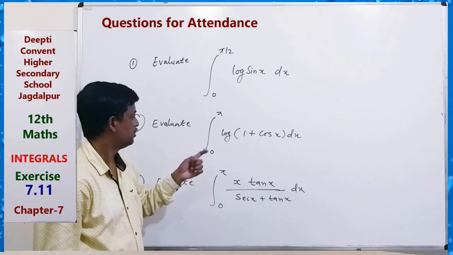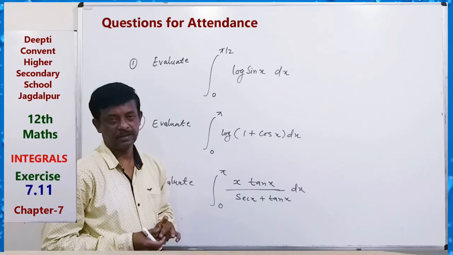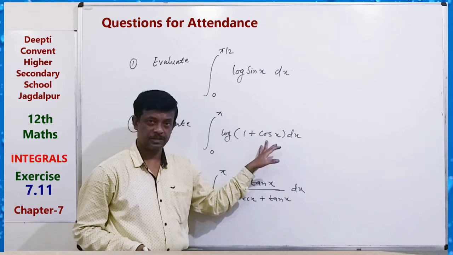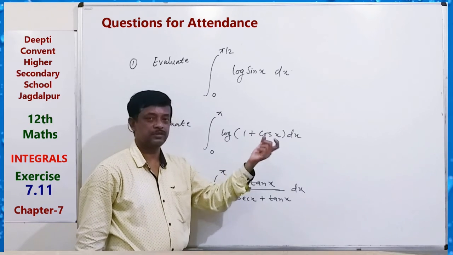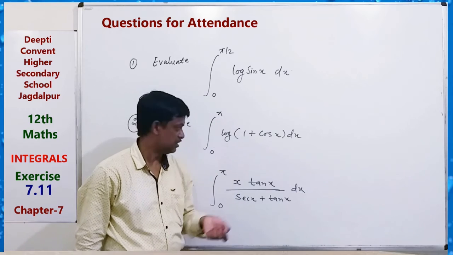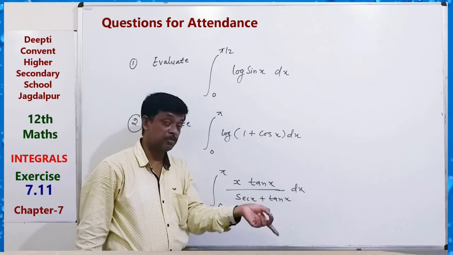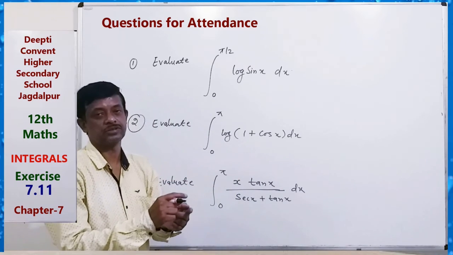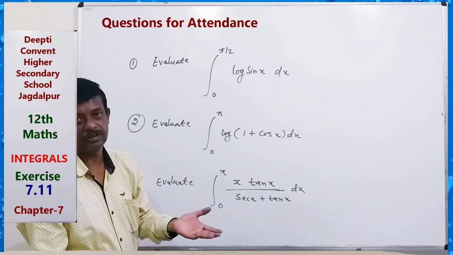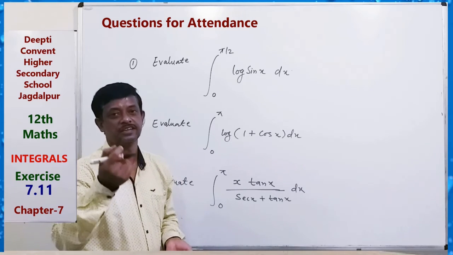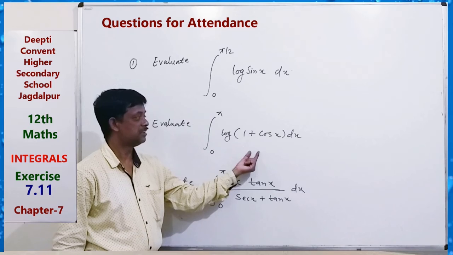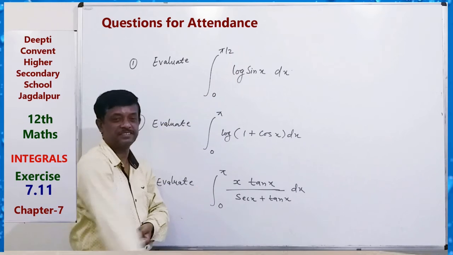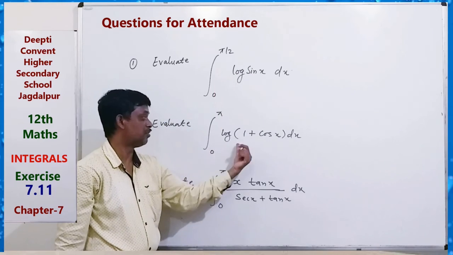Okay. Here 0 to pi, also apply the a minus x formula. Clear? So log 1 plus cos of pi minus x equals what? Minus cos x. So log 1 plus cos x and one time log 1 minus cos x. So log 1 minus cos into 1 plus cos, log 1 minus cos square. Log 1 minus cos square means log sin square. So log sin square means 2 log sin x dx. Then you can apply the log sin x dx result. So this question also involves the earlier questions.